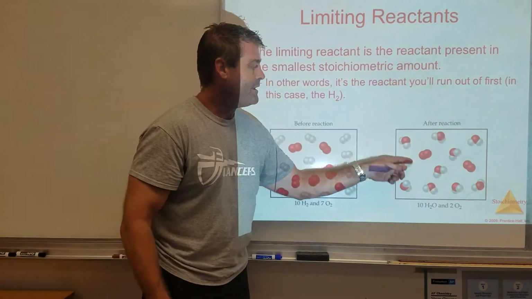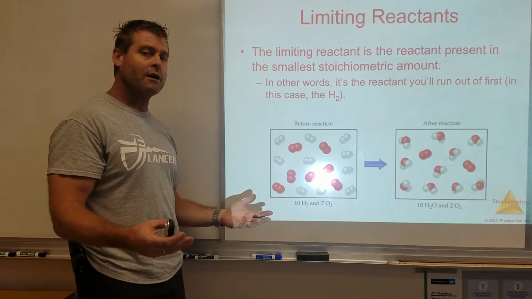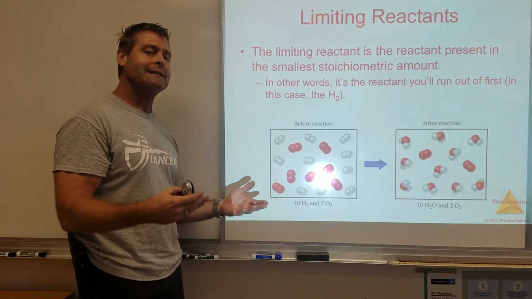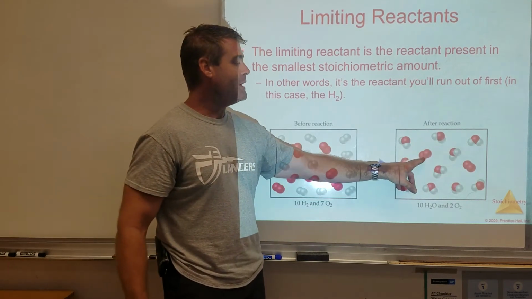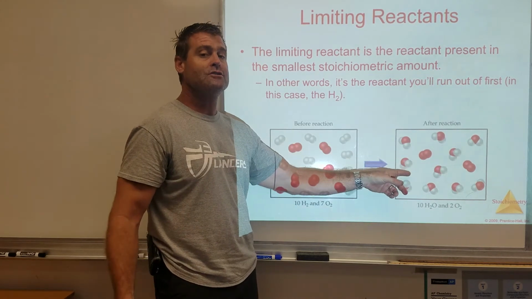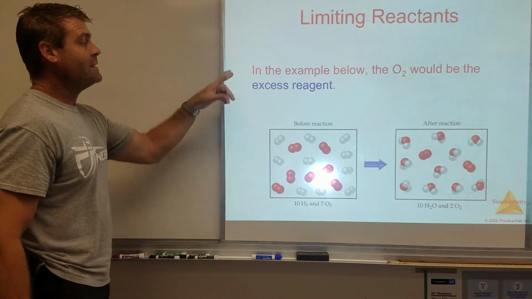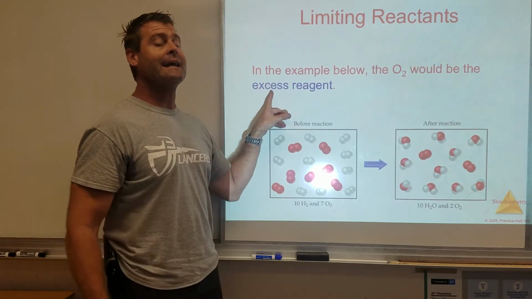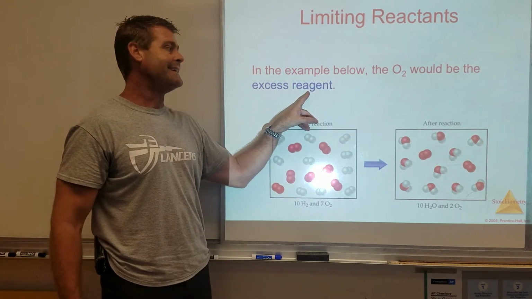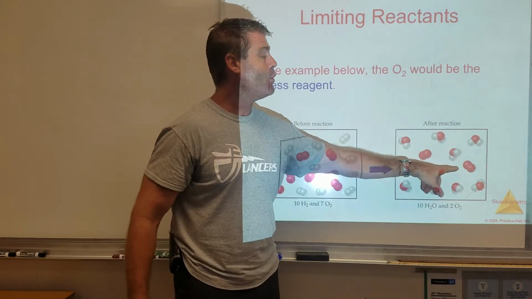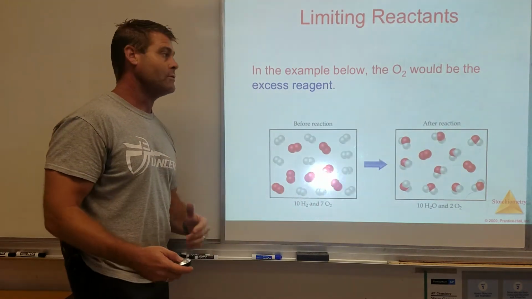And what don't we have any more of? Hydrogen. So what do we call hydrogen? Hydrogen is the limiting reactant, because even though we still have oxygen left over, if there's no more hydrogen present to react with, that oxygen is just going to be left over. In this case, oxygen would be called the excess reagent, or the reactant in excess. Excess meaning we have more than we need after the reaction.